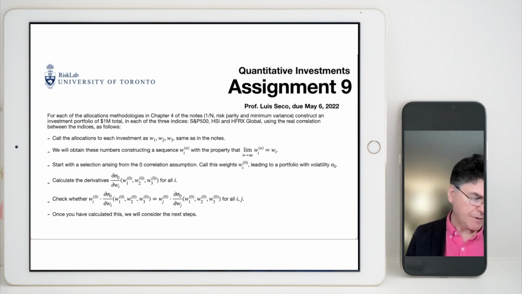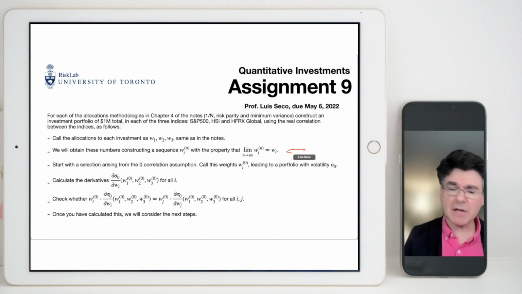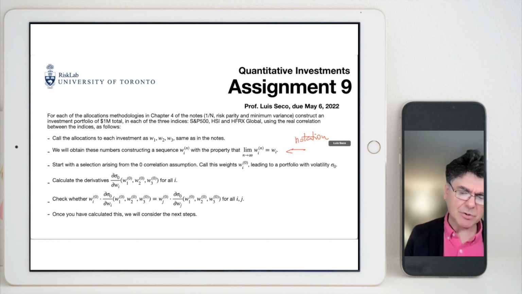So when you do that, it seems that there's nothing to do here. This is just notation, just a name. So there's nothing to do there. Okay. I'm saying that we will obtain, so this is again a notation, which means that we're going to find the numbers that we want by calculating other numbers that will converge to them.